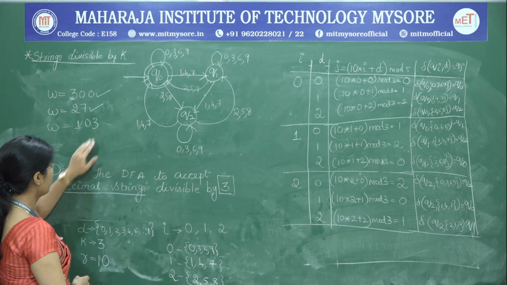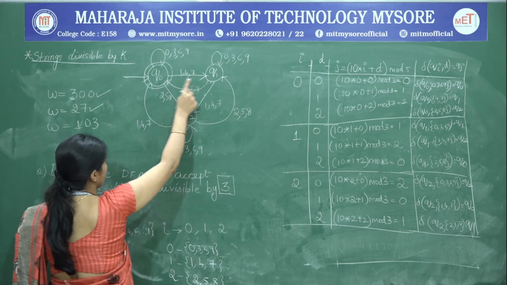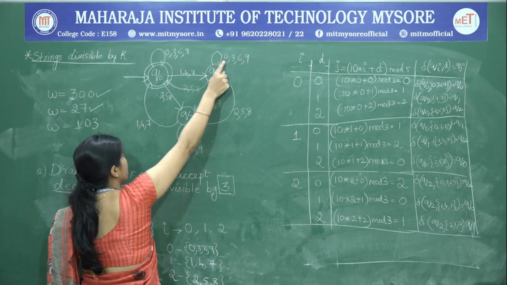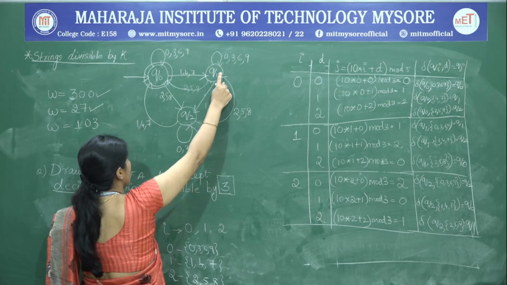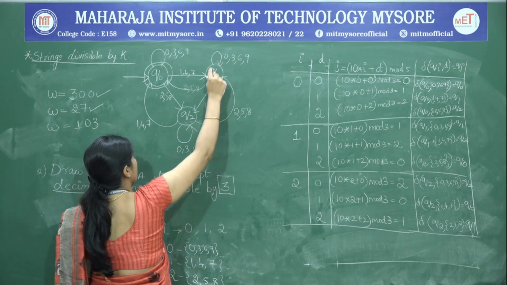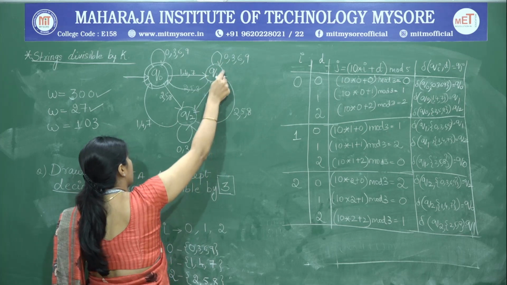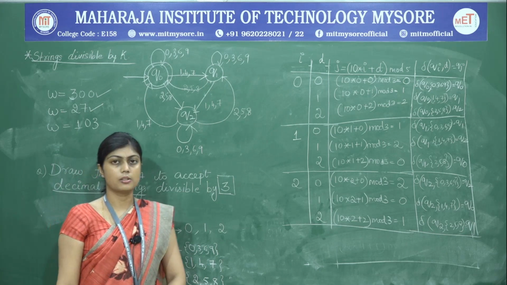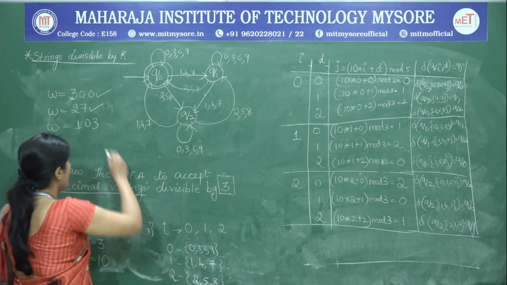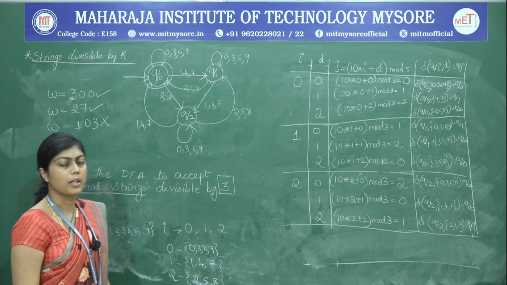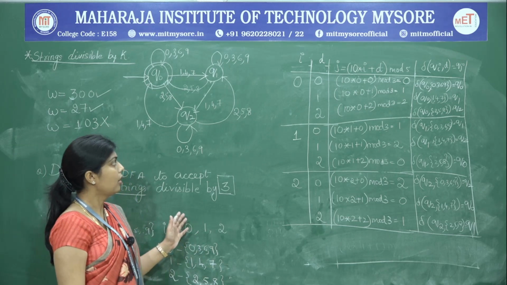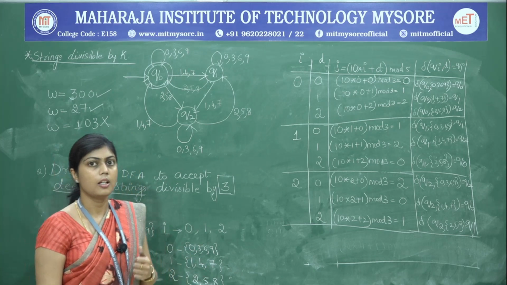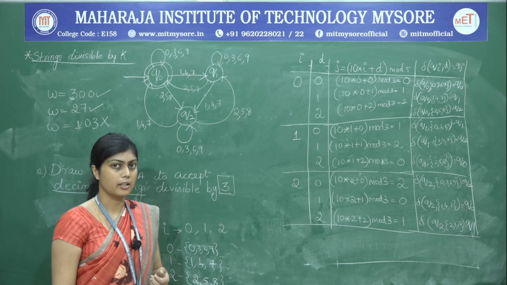Next, let us see 103. From q0 on 1 you are going to q1, from q1 on 0 you are going to q1 itself, and from q1 on 3 you are going to q1 itself. So, after scanning all the input symbols, you are at q1, which is not a final state. Therefore, 103 is rejected by this DFA. This is the way in which we find out the DFA for strings which are divisible by any number.